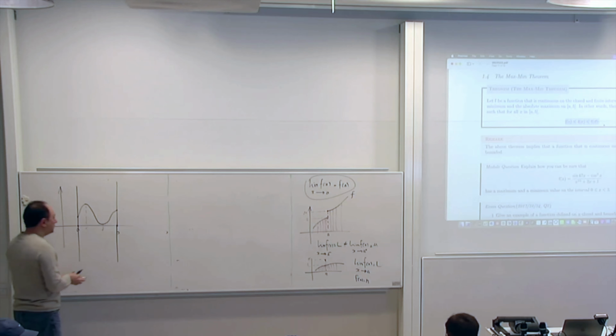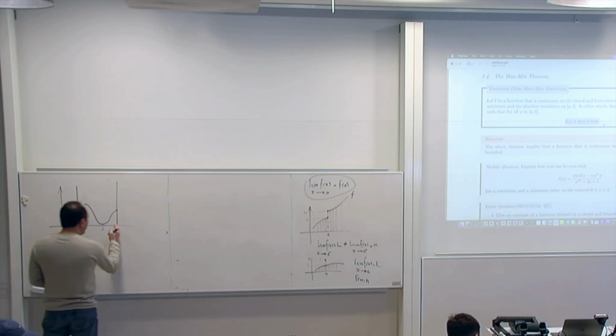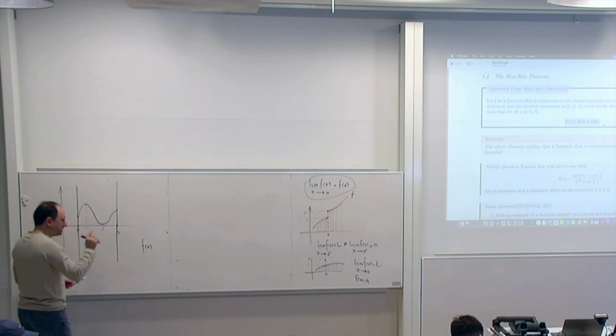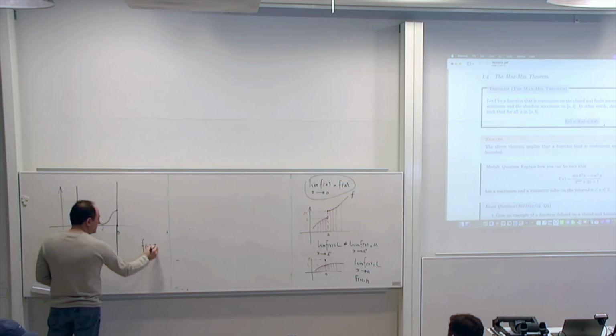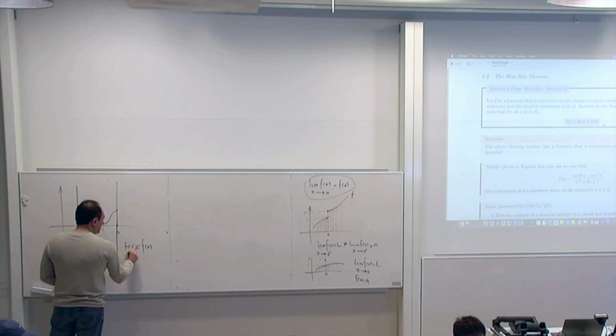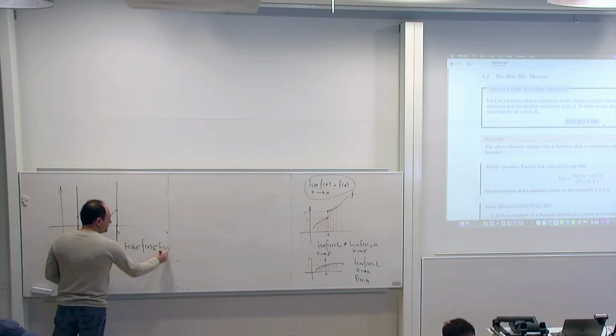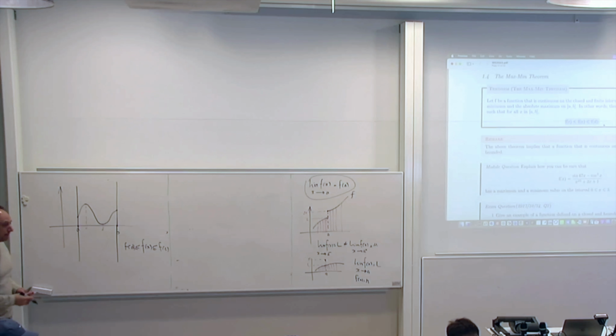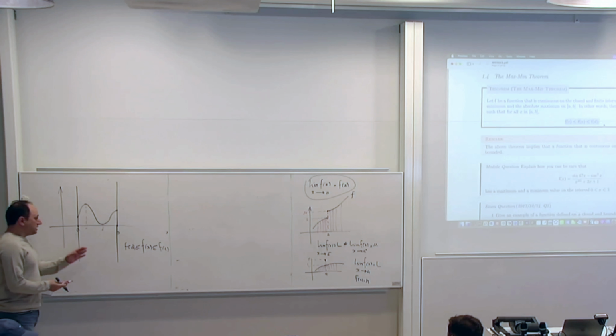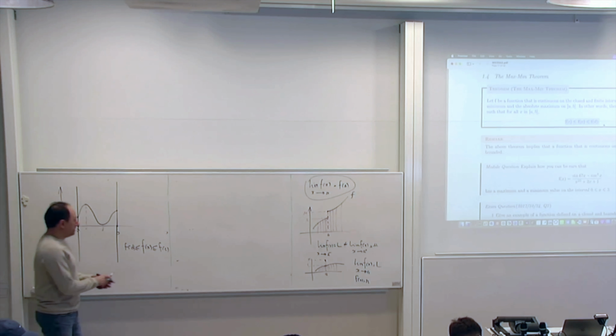Do you agree with me that any x that I choose here and calculate my f of x at that point, it's always greater than f of D and it is always less than f of C? Do you agree? So what is the importance of this theorem? Let me test your understanding about this.